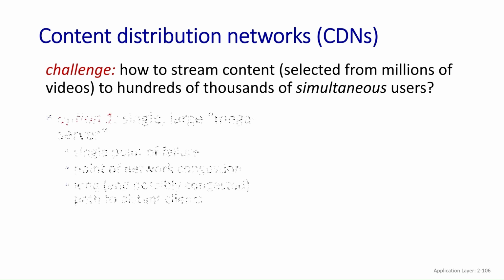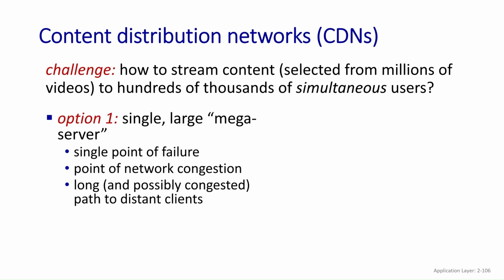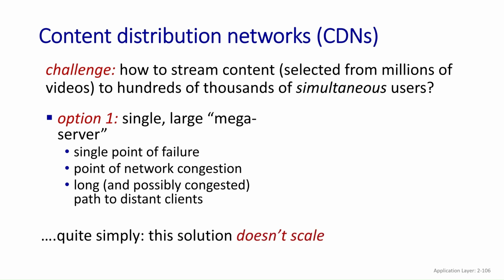This is a challenge. So one option is that we maintain one large mega data center. We know the problem with the centralized approach. This can result in a single point of failure. We may end up having a lot of network traffic, resulting in network congestion. It may result in long paths for distant clients, if we have one data center. We also covered this in our discussion on DNS. And it will not scale, right? So the right approach is to go for CDNs, right?